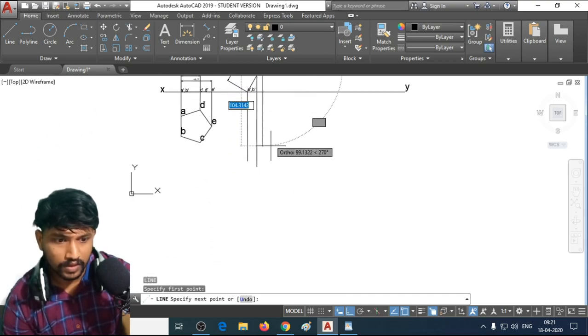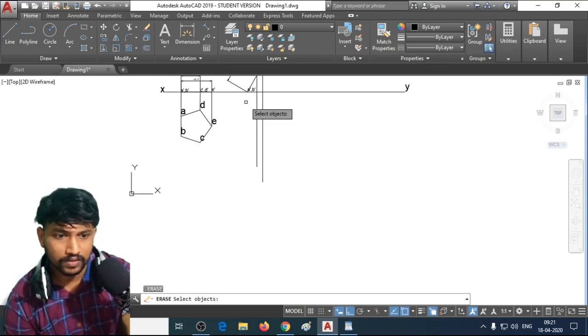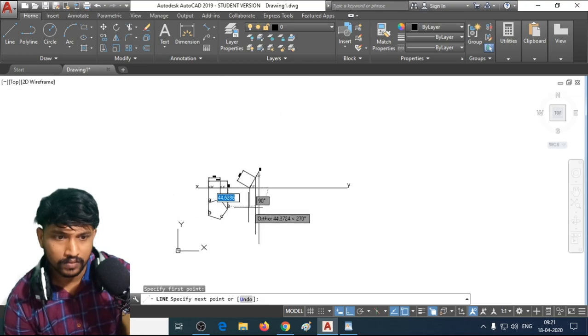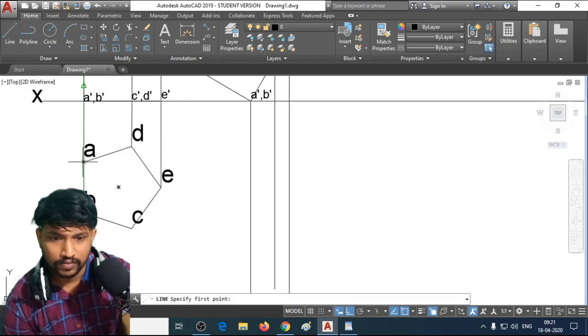I don't want to get any errors. Let me delete this one first. Okay, these are just vertical lines. Now project these points also onto these vertical lines.